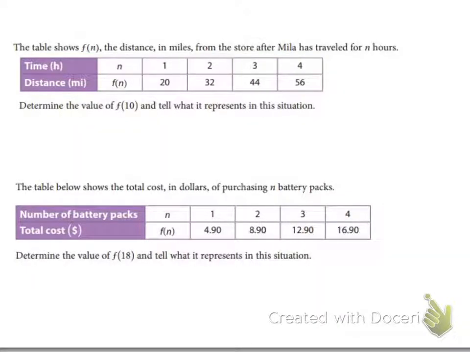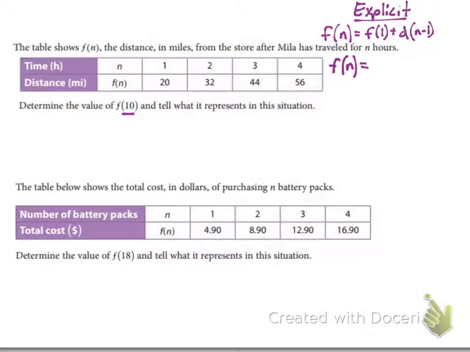All right. This table shows the distance in miles from the store after Mila has traveled for n hours. Determine the value of f of 10 and tell what it represents in this situation. I'm looking at that 10 and going, that's a pretty big number compared to where we are in the table. So instead of just adding over and over, I'm going to figure out the formula and use it in this situation. So we have to remember, how do we get an explicit formula? That's the one that lets us calculate really big numbers really fast. Well, here is our generic form. f of n equals f of 1 plus d times n minus 1.